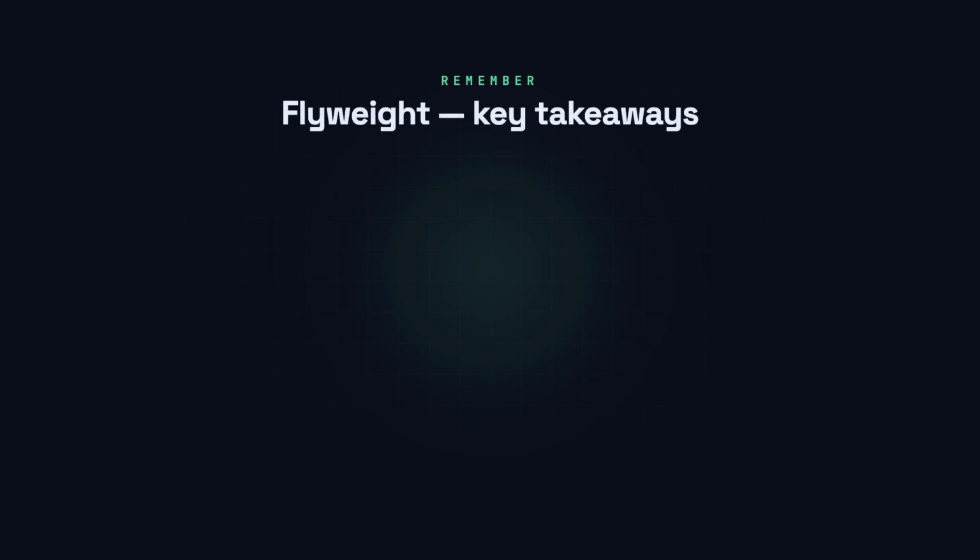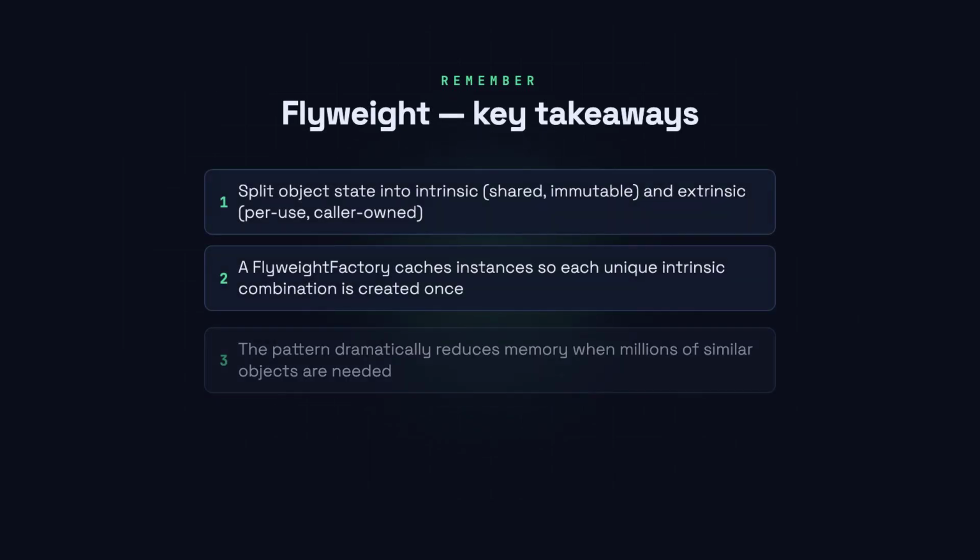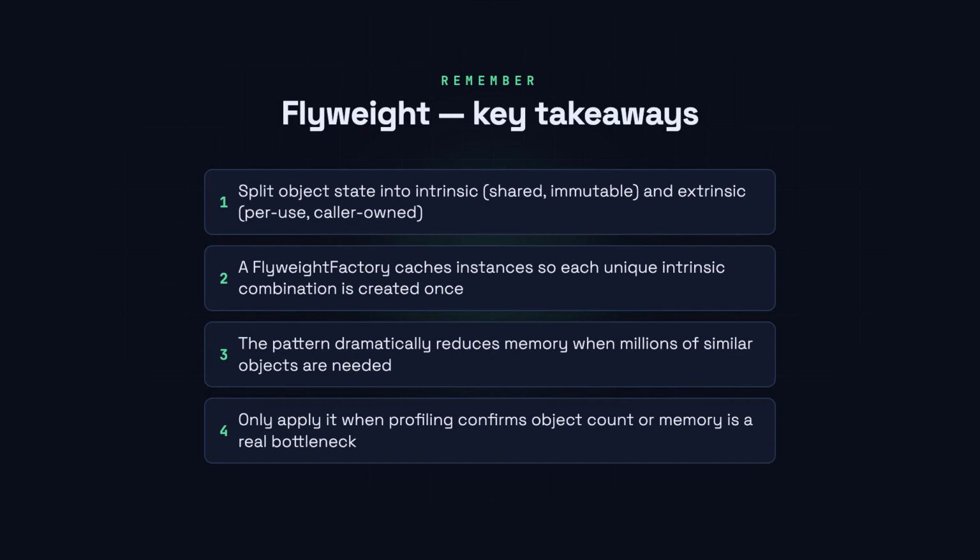To recap, Flyweight is about separating the state that never changes, intrinsic, from the state that depends on context, extrinsic. A factory caches the shared objects, so you never create more than one per unique intrinsic combination. This can cut memory use by orders of magnitude in scenarios like text rendering or particle systems. But it adds real complexity, so let your profiler tell you when the trade-off is worthwhile.